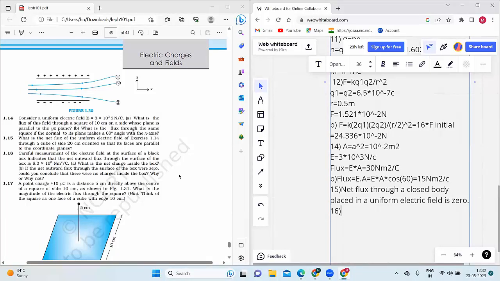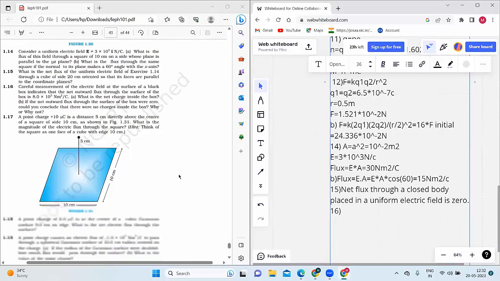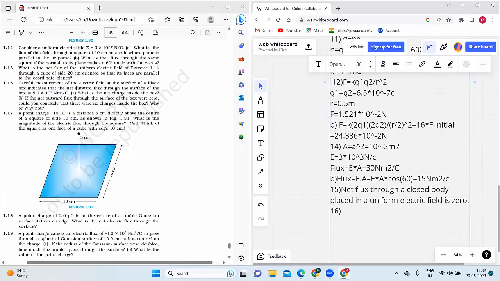Careful measurement of the electric field on the surface of a black box indicates that the net outward flux through the surface of the box is 8 into 10 power 3 Newton meter square per coulomb. Given flux is 8 into 10 power 3 Newton meter square per coulomb. What is the net charge inside the box?